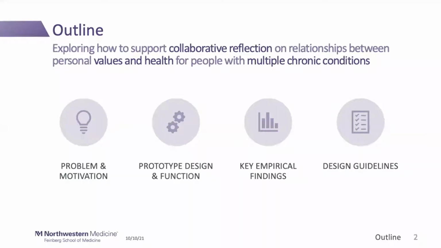This paper focused on exploring different ways to support people with multiple chronic conditions in reflecting on how their healthcare relates to their personal values. We did this by designing and testing 3 different paper prototypes to support and structure reflective conversations. Today I'll focus on how the prototypes work and some of the key design guidelines and takeaways from testing them. And I'll leave out lots of details from the findings, so I encourage you to check out the paper.